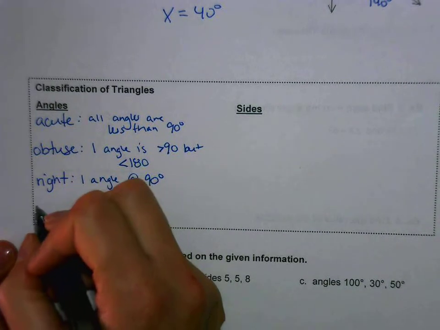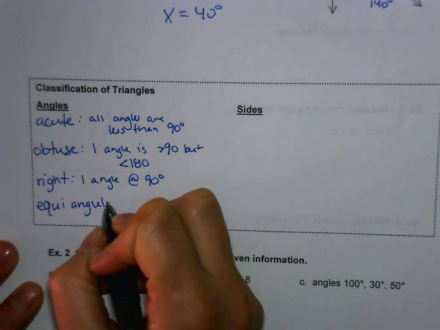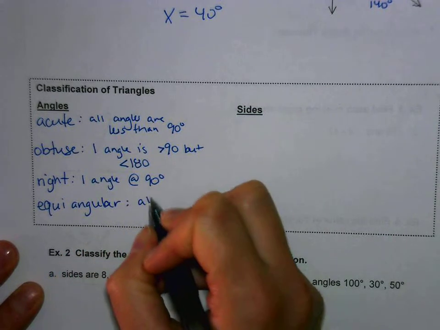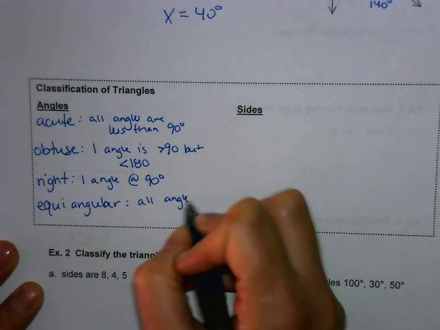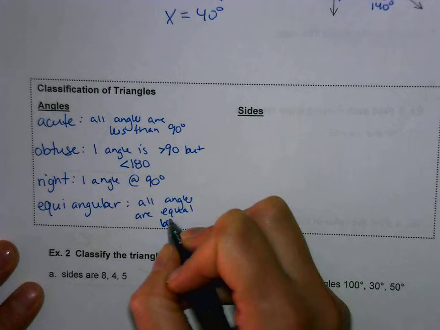We could also have an equiangular triangle, which means all angles are equal. So it means all angles are 60 degrees.